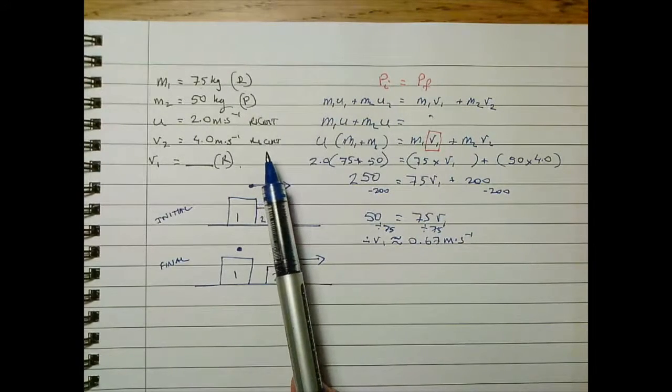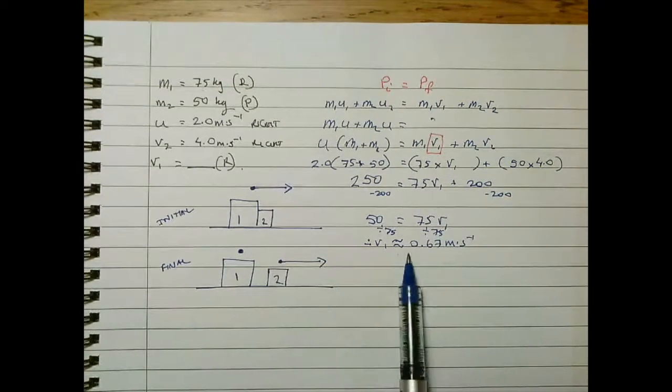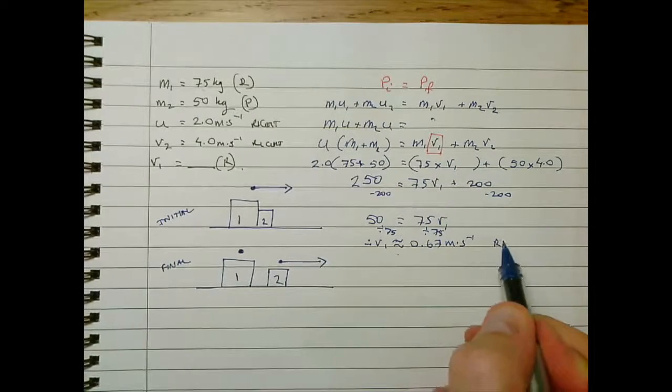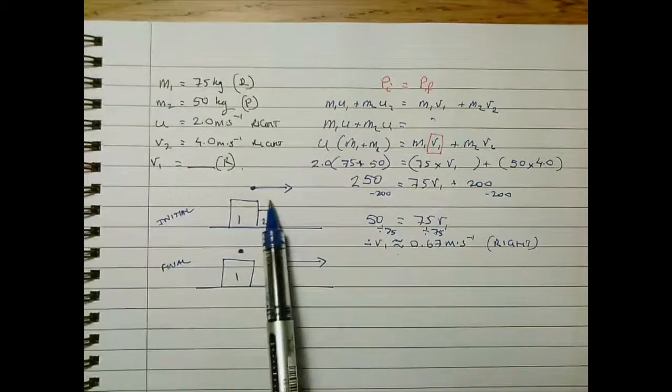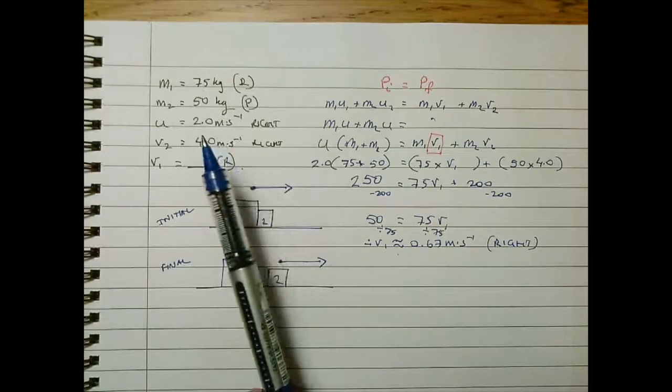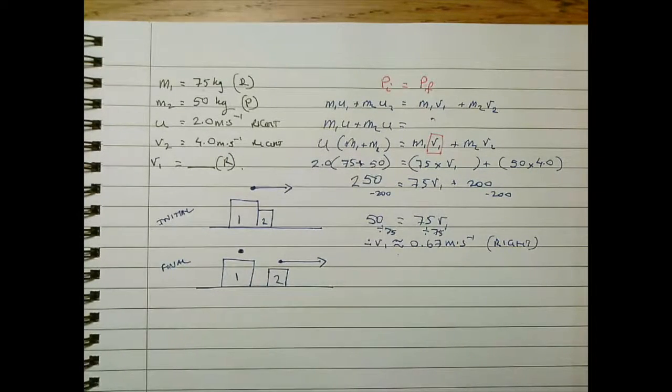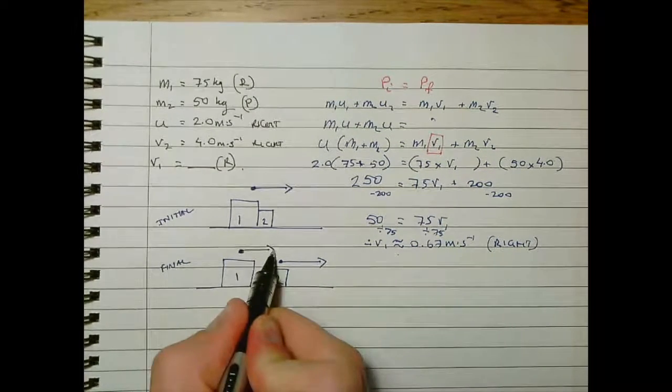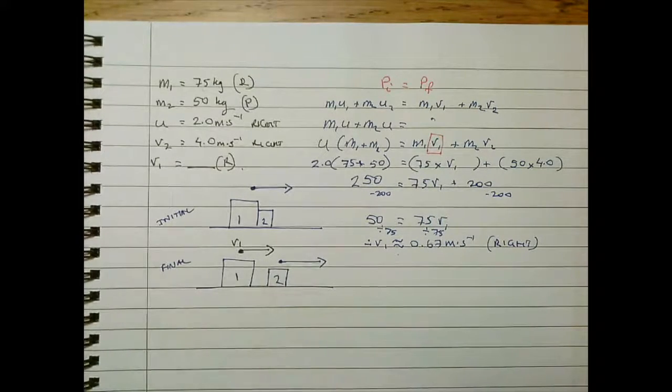Now back to direction. Velocity is a vector, so we must have direction. We have a positive value that's come out of this calculator, so we can assume it's in the right hand direction. We can assume that because we already assigned the right hand direction to be positive as we put it into our equation. So there we have it. We now have the final velocity and direction of object 1 after this impact.